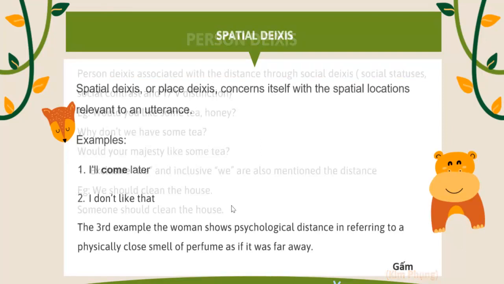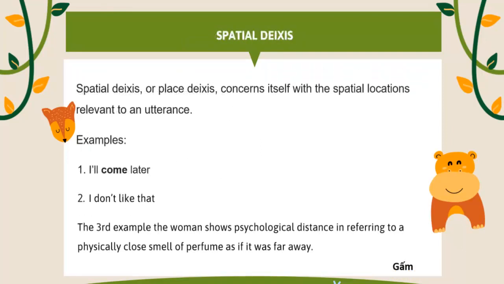The second type of basis is the spatial basis, or place basis. It concerns itself with the spatial location relevant to an utterance. Let's look at the example. Number one, I will come later. The verb come in this sentence is used to mark the movement toward the listener.